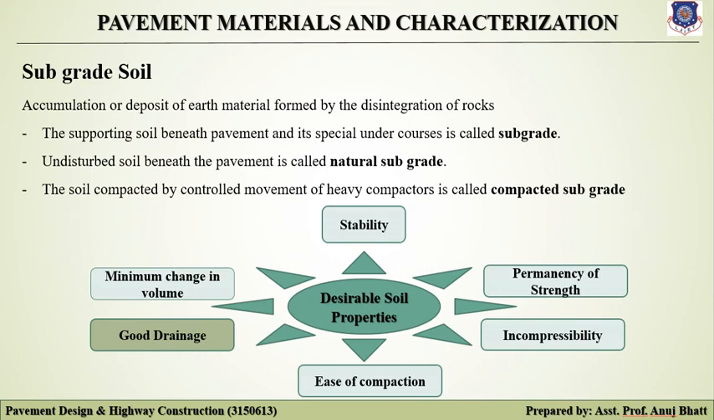The last is ease of compaction. Ease of compaction ensures higher dry density and strength under a particular type and amount of compaction. Granular soils can be compacted easily, giving higher dry density and strength. So these are the desirable soil properties as a highway material.